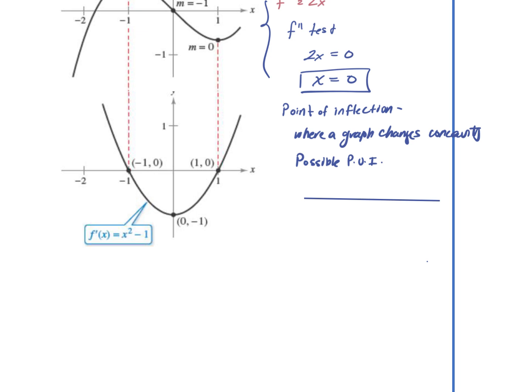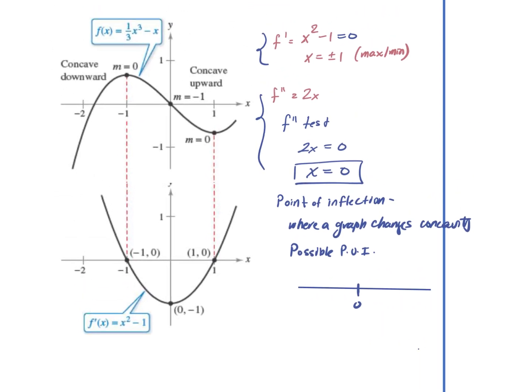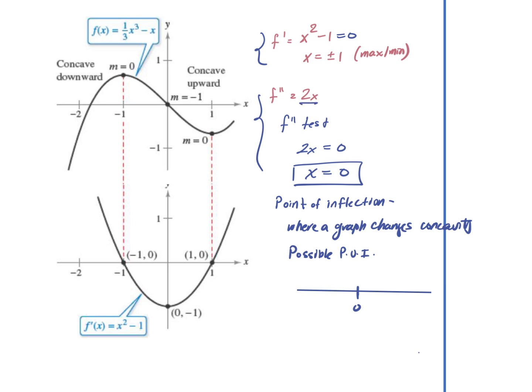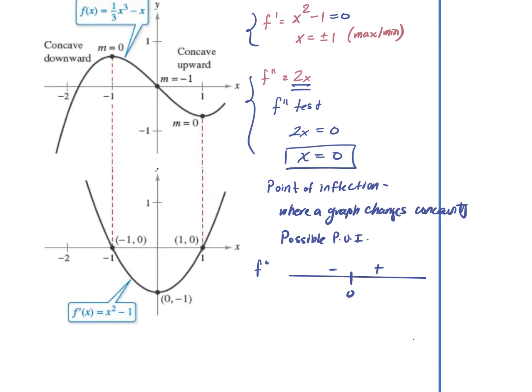So we would test it, okay? So I would test around 0 in the second derivative. If I test to the right, it's going to be positive. To the left, it's going to be negative. So that means it's concave up, concave down. This is talking about the original function. So to the right of 0, it's concave up. To the left of 0, it's concave down.